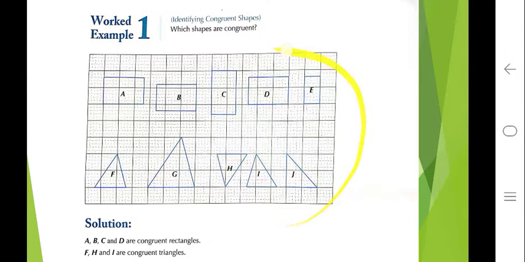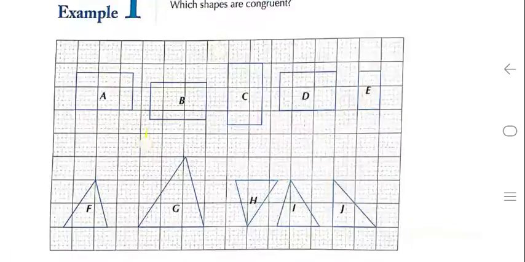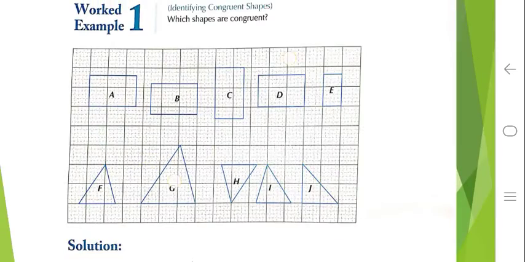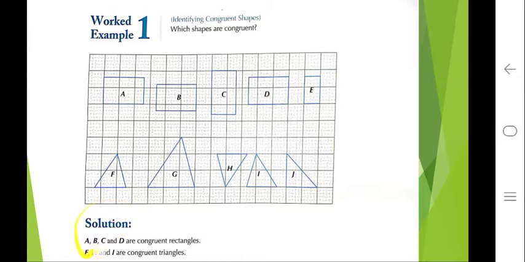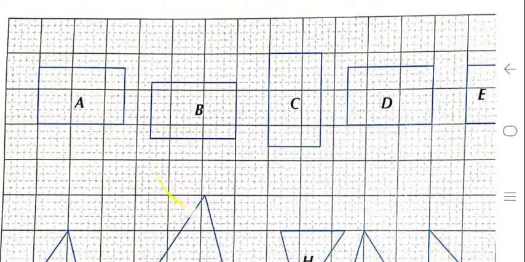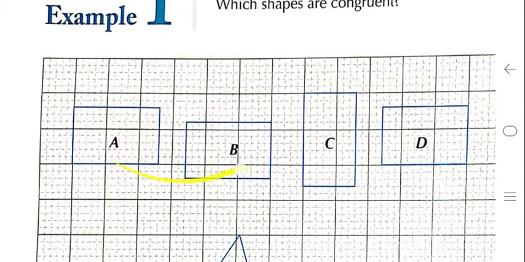So let's practice first how to determine which shape is congruent to the other. Which shapes are congruent? Solution: A, B, C, and D are congruent rectangles. C is just rectangle A or B rotated 90 degrees clockwise, right?